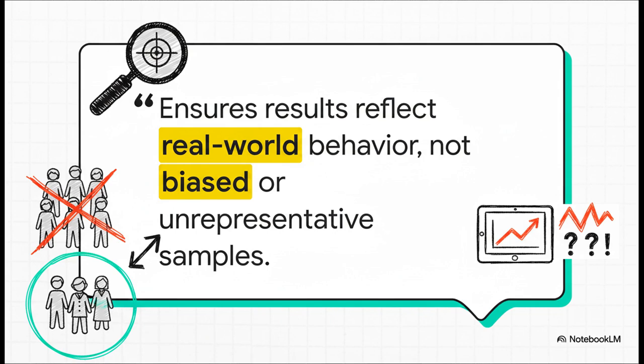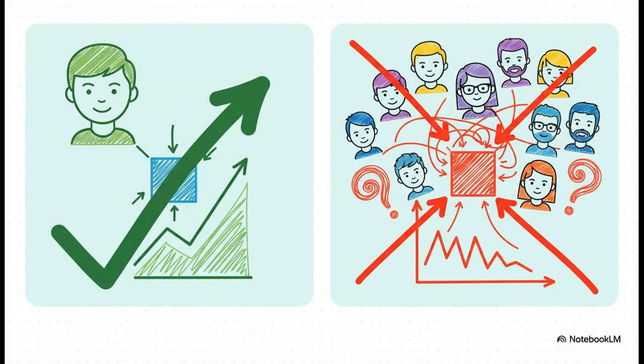And if you just test with a random group of people, your results are going to be skewed. The source material puts it perfectly. A good plan ensures the results reflect real-world user behavior rather than biased or unrepresentative samples. And here's what that really means. Look at the difference. The right participants are your actual target users, the people you're building this for. They're the ones who will give you reliable insights. The wrong participants are just whoever's convenient, your friends, your family. And while they mean well, their feedback is usually biased. It's just not going to reflect how real users will act.